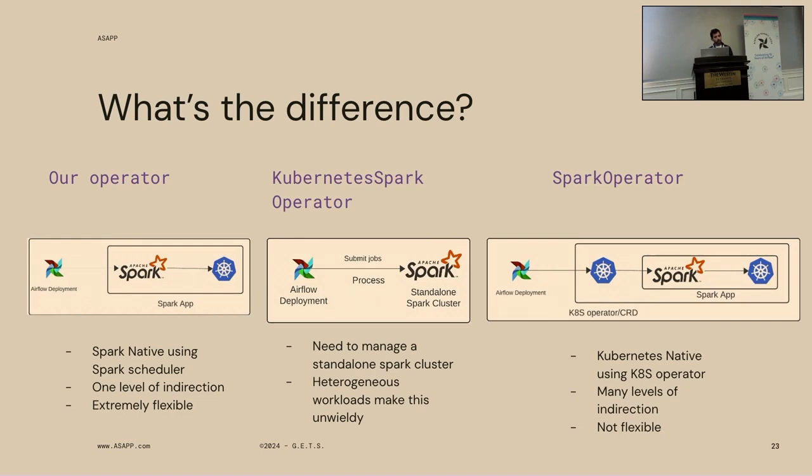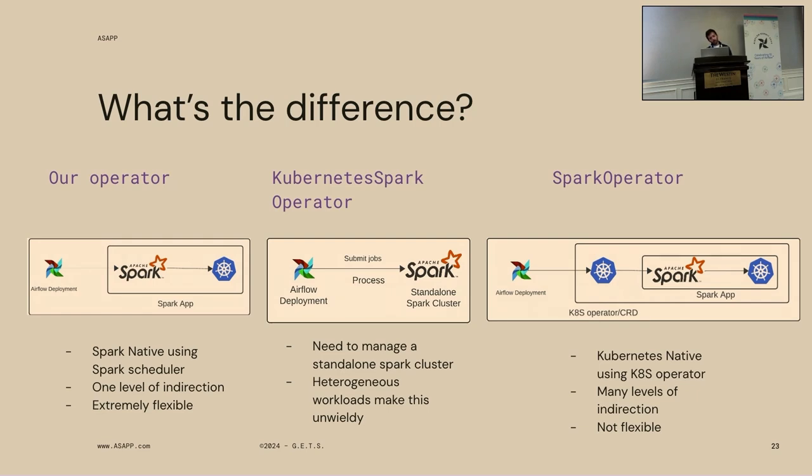What's the difference between our operator, the Kubernetes Spark operator, and the Spark operator which Airflow provides? So the two on the right are already provided by Airflow, but the one on the left is the one we wrote. There's a difference here. You can either have a standalone Spark cluster, which you really need to spend some time tuning for heterogeneous workloads, and then you have Spark submit jobs to that cluster. But that's not what we wanted to do. We didn't want to manage one cluster because it's kind of hard to tune performance for different kinds of workloads. Generative ASR workflows are very different in terms of resourcing as opposed to DAG summarization. And that's something we didn't want to do. So the middle one kind of goes out the window.